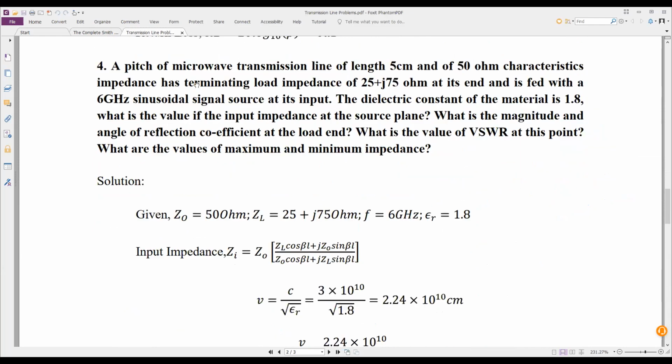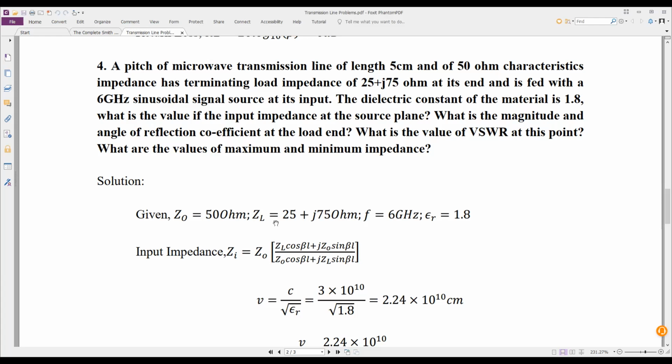A microstrip transmission line of length 5 centimeter and 50 ohm characteristic impedance has a terminating load impedance of 25 plus j75 ohm at its end and is fed with a sinusoidal signal source at its input. The dielectric constant of the material is 1.8. What is the value of the input impedance at the source plane? What are the magnitude and angle of the reflection coefficient at the load end? What is the value of the VSWR at this point? What are the values of maximum and minimum impedances? See, many things are given, and many are required also. So first of all, let us find which things are given.